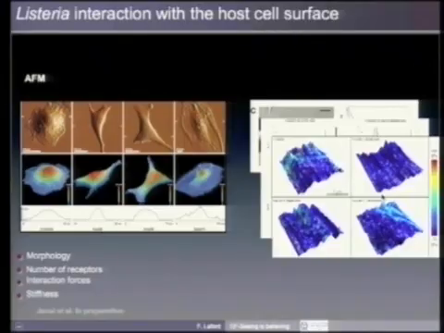Of course, we could also follow the topology and the stiffness of these membrane domains, and this is something that we are currently studying.